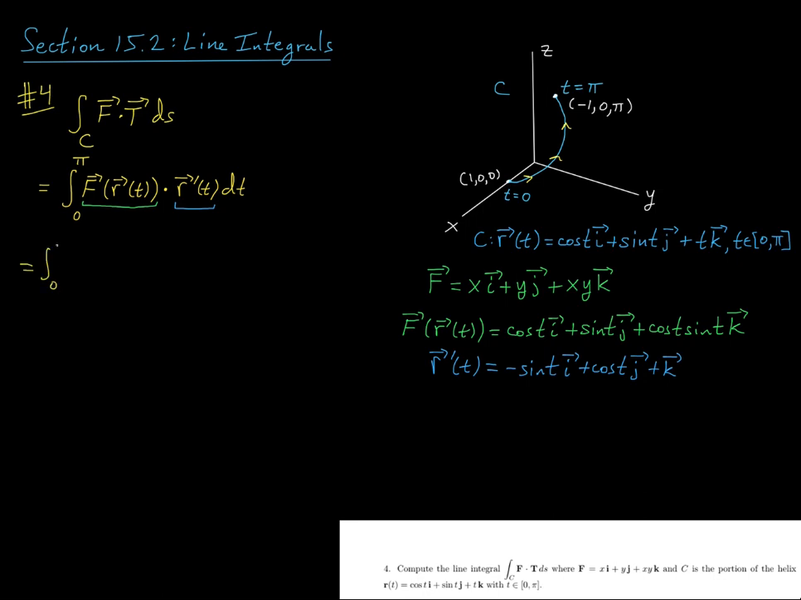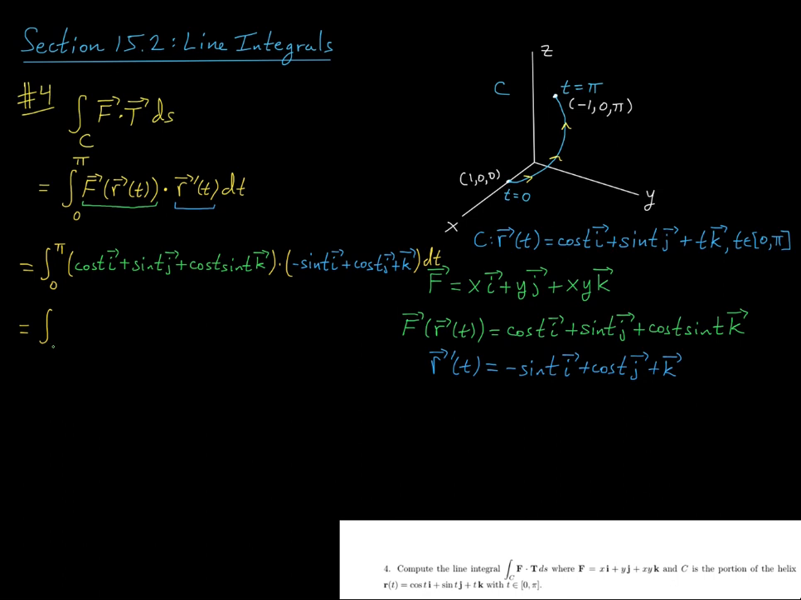So I'm going to be integrating from 0 to pi. First, I'll put in the F of r of t, so that's cos t i plus sine t j plus this product cos t sine t k. And then we're going to dot that with this vector here in blue, which is r prime. So this is minus sine t i plus cosine t j plus k. Okay, and then we're integrating with respect to t.